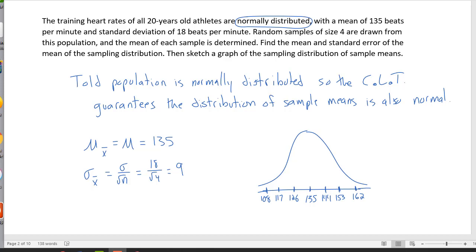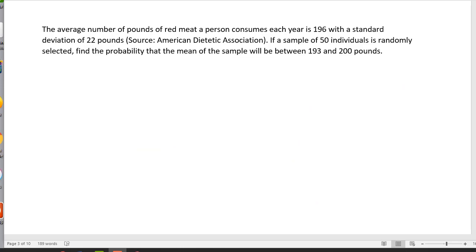Now, let's take a look at a couple other examples where we take the next step and find some probability. All right, let's take an example where we're going to take this to the next level and calculate some probabilities. These would typically be word problem applications that you would look at in a section discussing the central limit theorem. This example says the average number of pounds of red meat a person consumes each year is 196 pounds with a standard deviation of 22 pounds. If we have a sample of 50 individuals that are randomly selected, find the probability that the mean of the sample will be between 193 and 200 pounds.